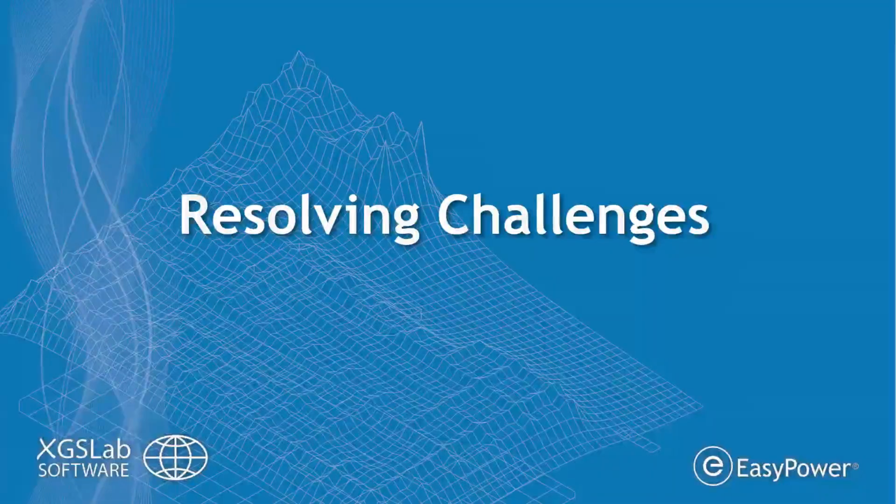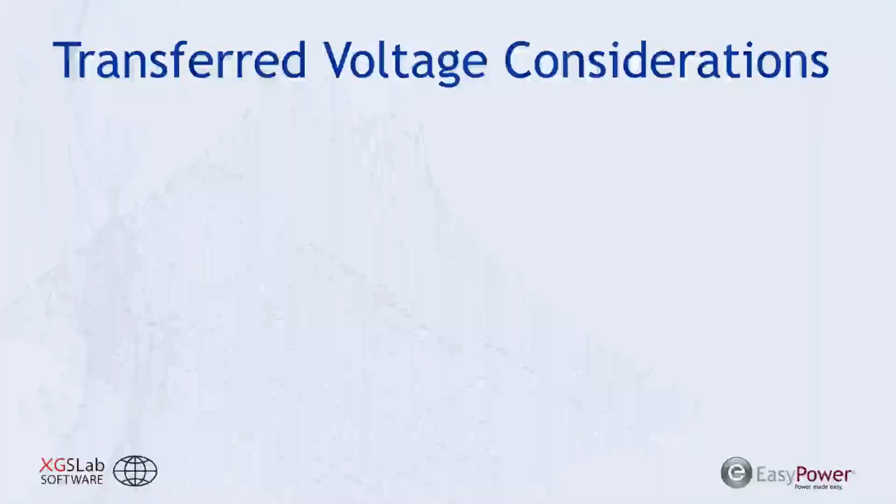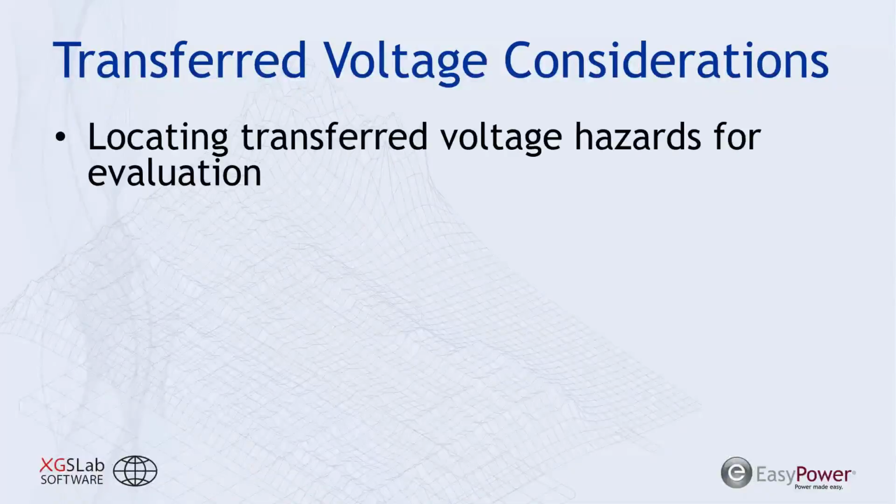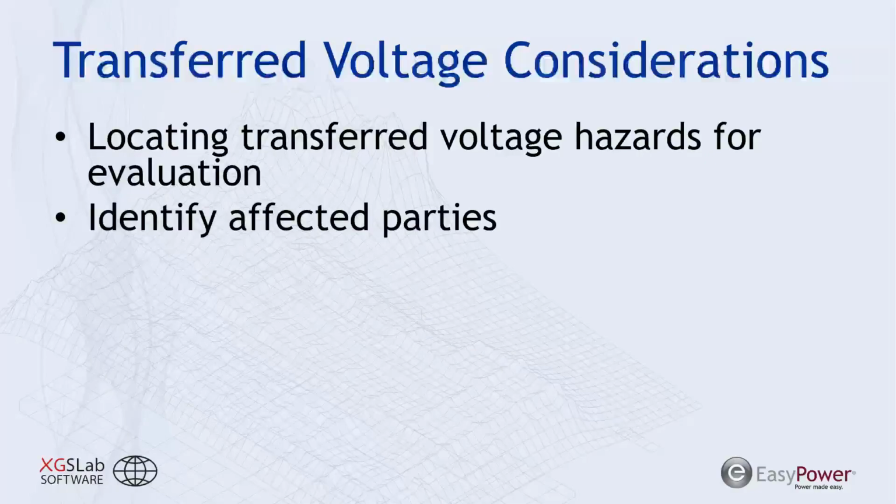So how do we actually resolve these transfer voltage challenges? First I want to talk about some of the considerations when you're looking at this. We need to understand what we need to evaluate for transfer voltage hazards. Maybe we're looking at pipelines or fences that are within a certain distance or within a radius of our system based off the ground potential rise.